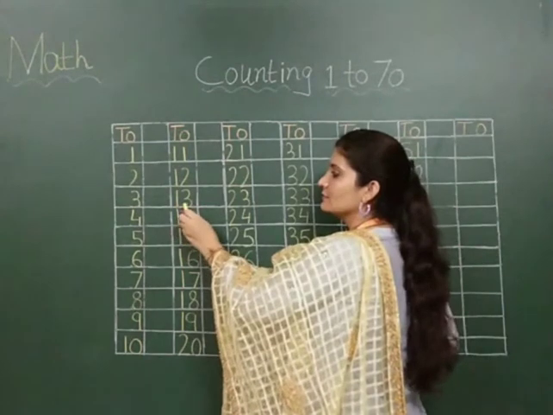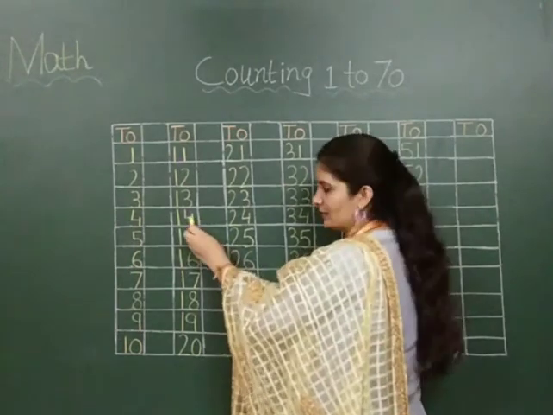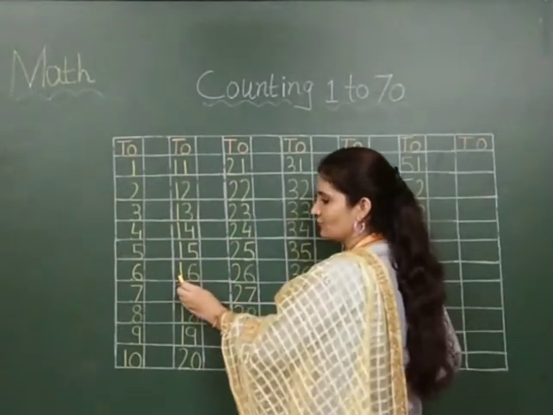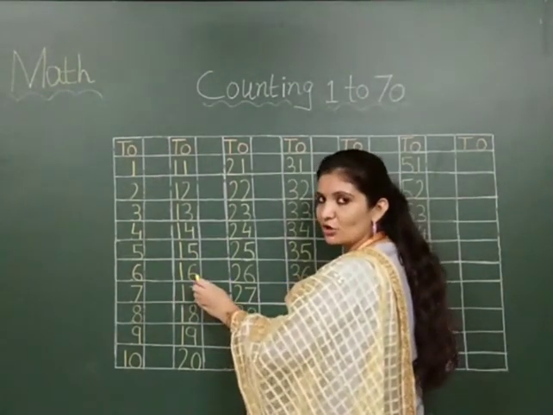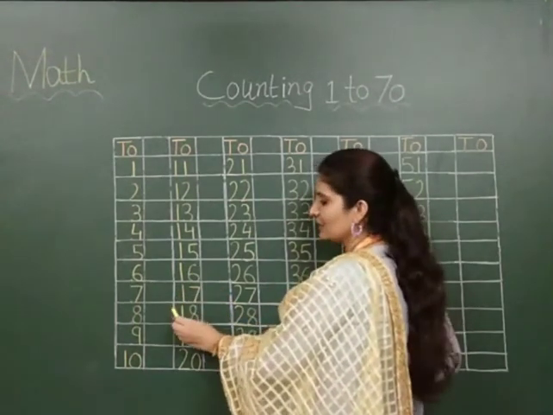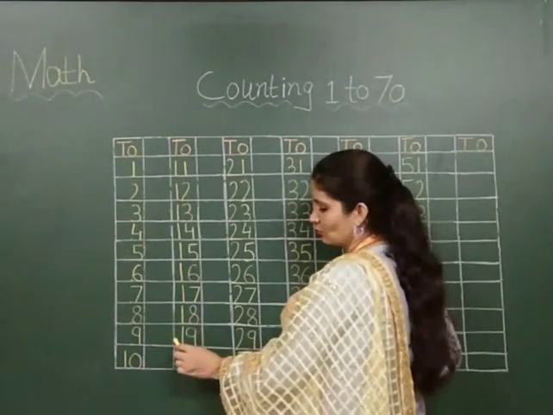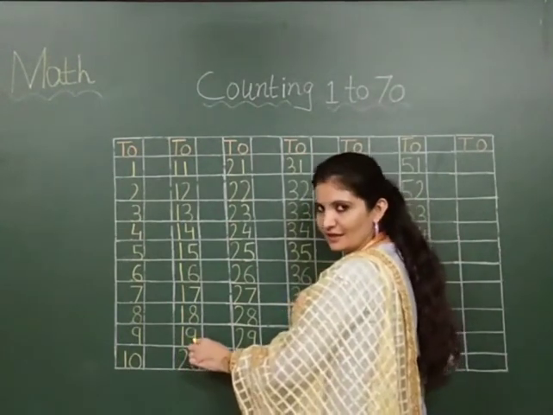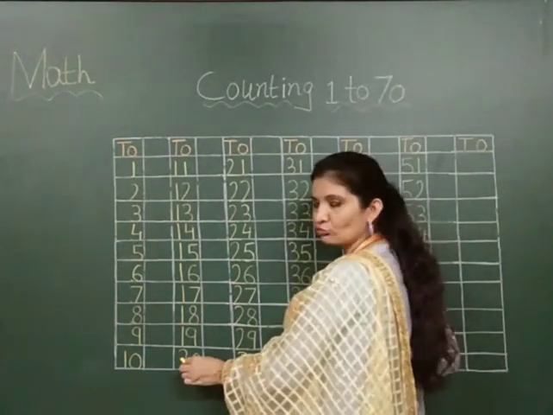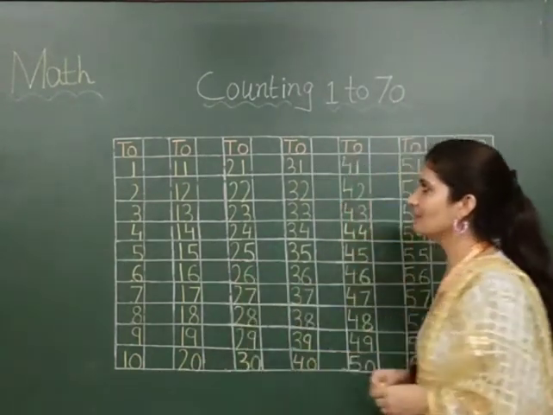Now 1, 3, 13. 1, 4, 14. 1, 5, 15. 1 and then 6, it's called 16. 1, 7, 17. 1 and then 8, it's called 18. 1, 9, 19 and then 2, 0. Here you have to write 2, not 1. 2, 0, 20.